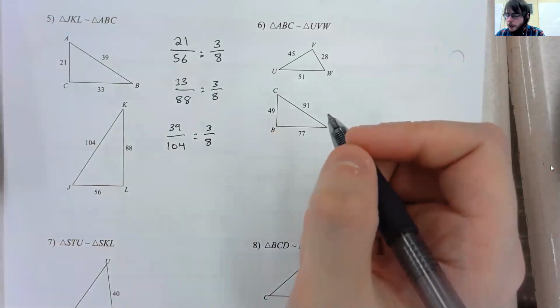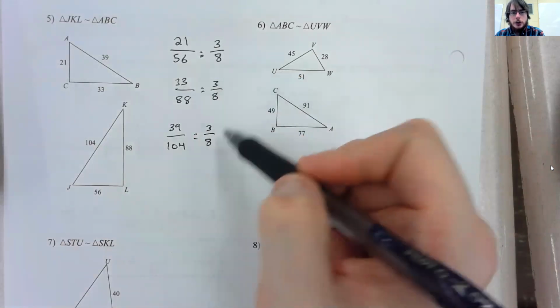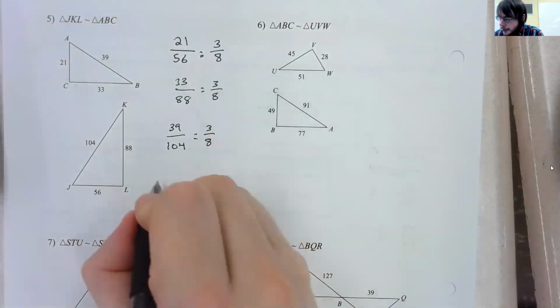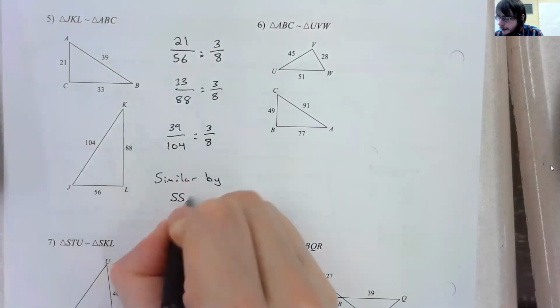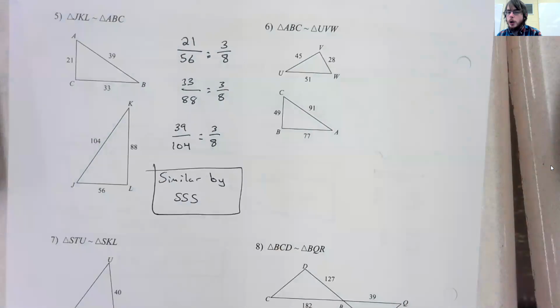Okay. So all of these ratios are the same. So that means that this would be similar by side, side, side. If even one of those was different, you could say that it was not similar by side, side, side. So what I want you to do, I want you to look at number 6 and determine whether that is similar or not.